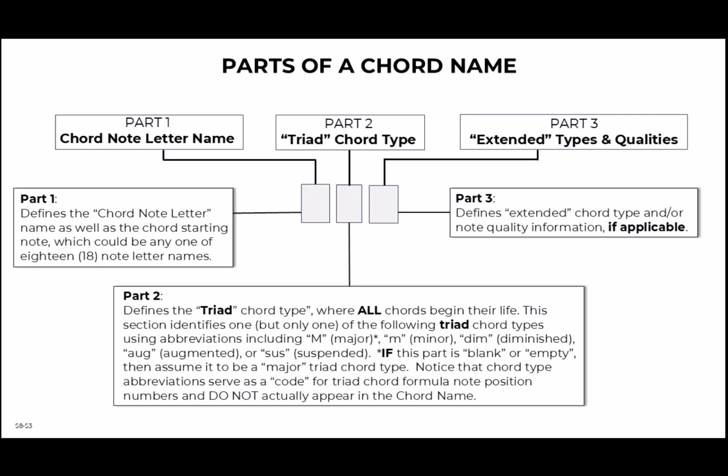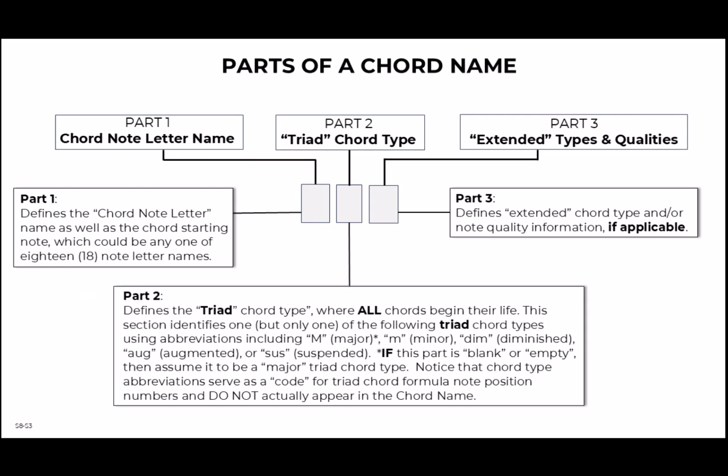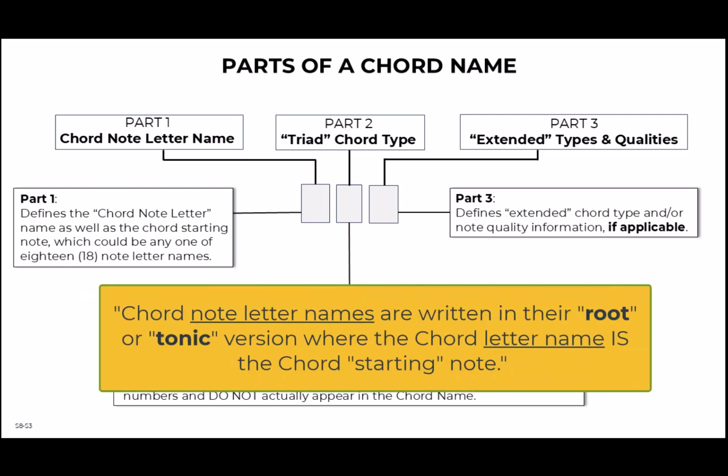First, let's take a look at the 3 parts or sections of a chord name to see how they are organized. In part 1, the first section of any chord name begins with some specific music note letter that could be any one of 18 possible choices. This would include any of the 7 white note names, any of the 10 enharmonic black note names, and the 1 white B note that also has an enharmonic C-flat name. And typically, chord names are written in their root or tonic version, where the chord letter name is the starting note. For example, any type of C chord starts with a C note.